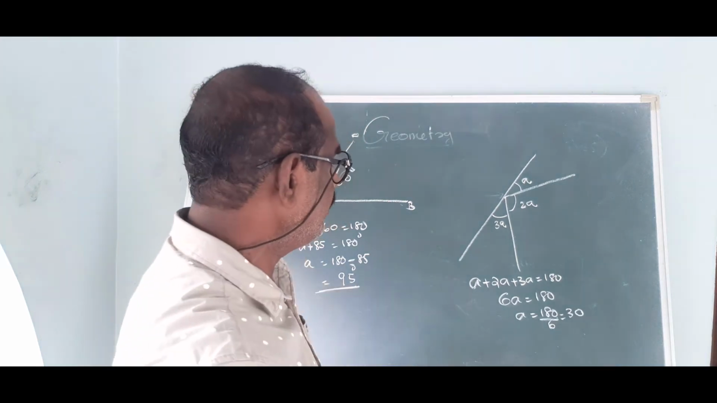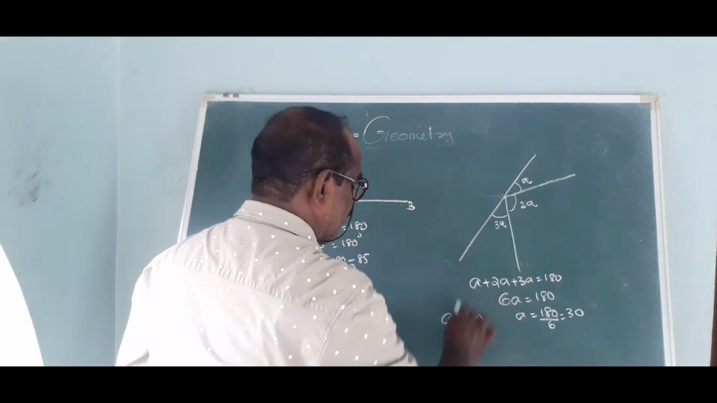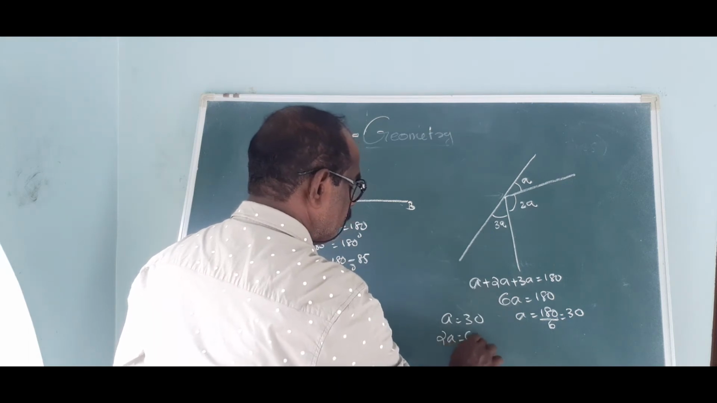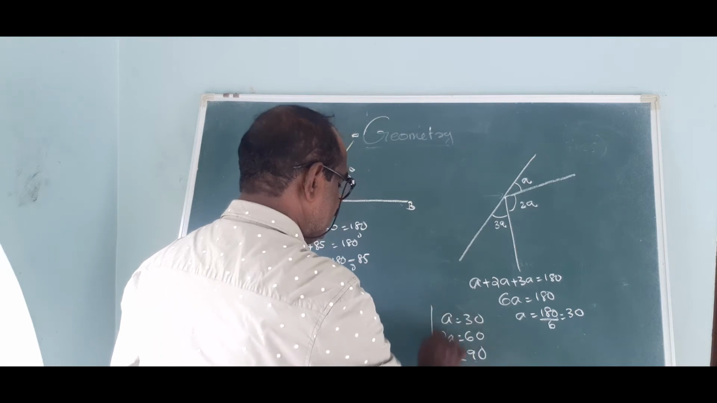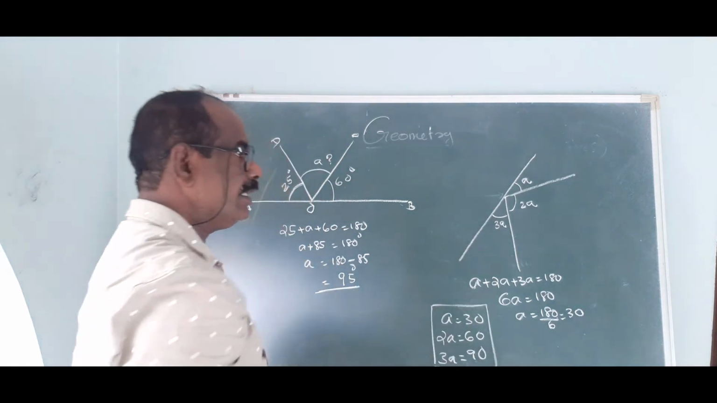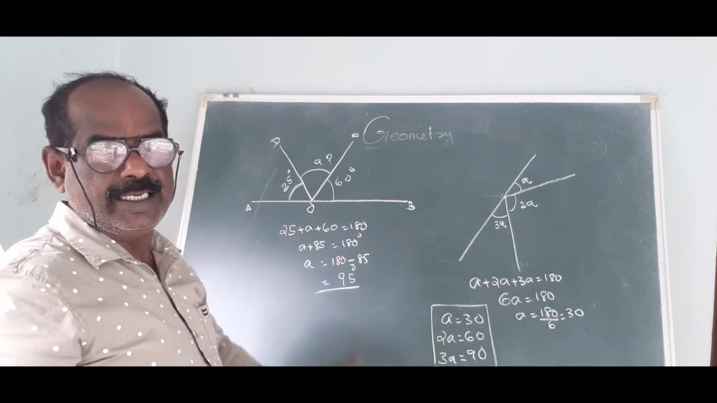A is 30, means A is equal to 30. First angle is equal to 30 degrees. Second angle is equal to 2A is equal to 60 degrees. Third angle is equal to 3A is equal to 90. This is the final answer. Three angles we have found. Please pause the video and write it down.